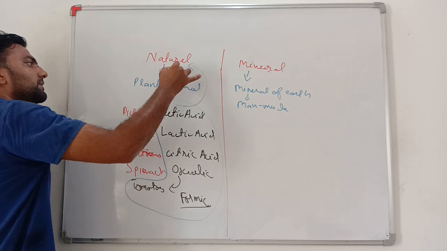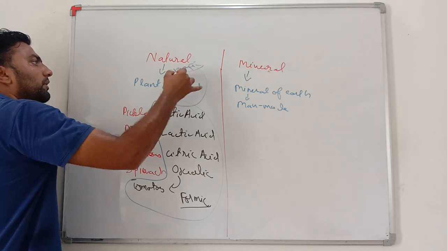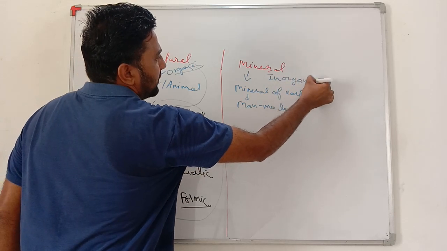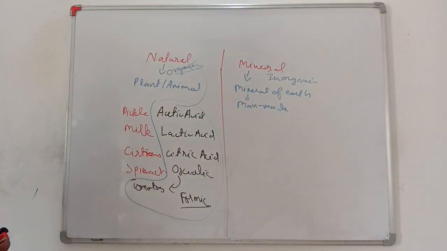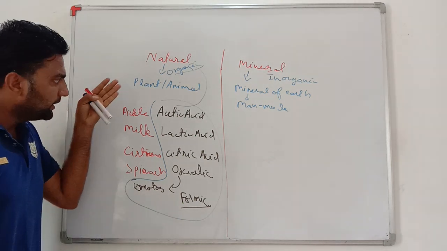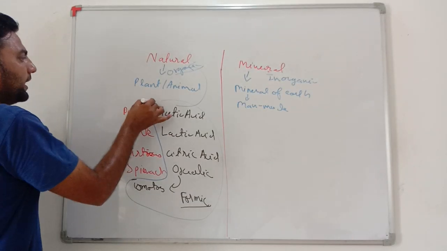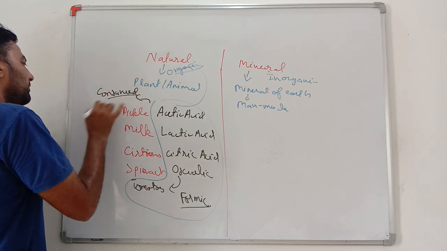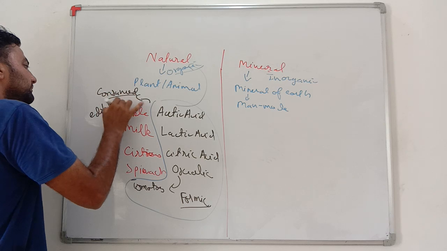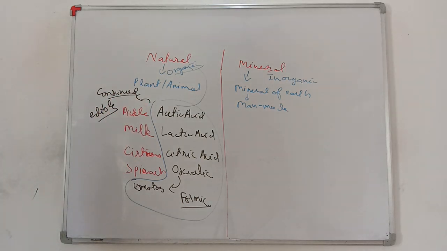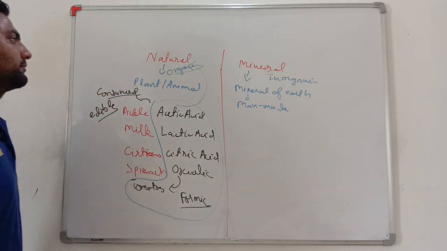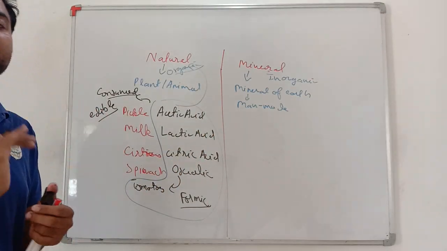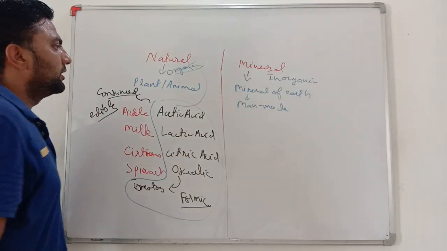Very important, organic acids or natural acids. Mineral acids you can say inorganic acids. See my dear student, very important. These organic acids can be consumed by humans, and these all are edible, and we are getting them from nature. Mineral acids are made from the minerals present in the earth and they are man-made.